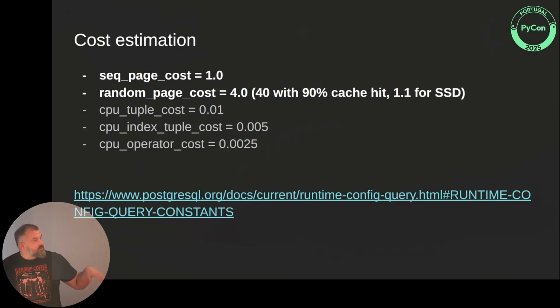And then there are some other costs that are associated with choosing indexes, but if you compare them to page costs, those are like 0.0 something, so most of the time you can ignore them. Those are not important.